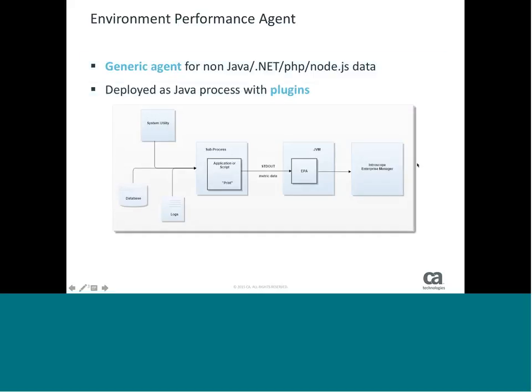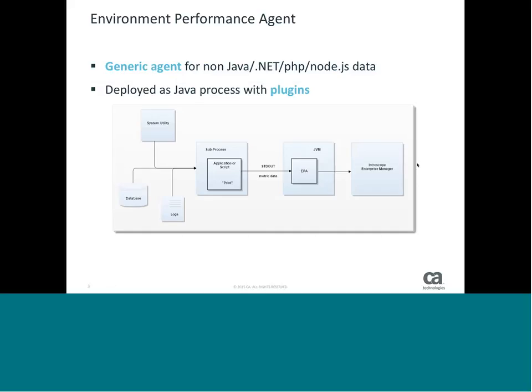So the Environment Performance Agent, that's the long name, or short EPA, is a generic agent to monitor everything that's not Java and .NET and recently PHP and Node. So it's deployed as a Java process, and it can have plugins, and those plugins can be basically any applications or any scripts in any language that's supported on the platform you're running it on. This could be Go, this could be Python, this could be Java, this could be a command line tool, whatever you want. And you can get information from basically everywhere.